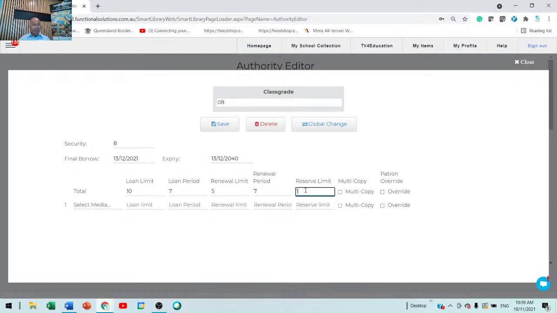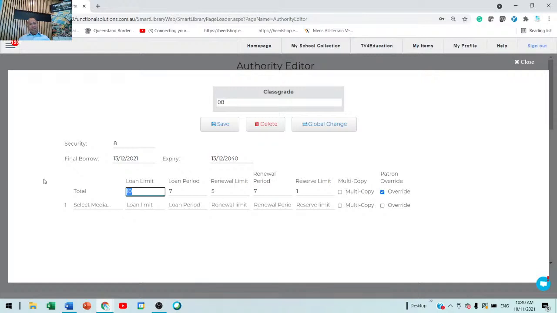How many items can they reserve? And can they take out multiple copies? 99% of people will not have a tick in there because that's only for teachers who take multiple copies. Otherwise, the child will leave the textbook at home and then just come and borrow another copy. Okay. Patron override, that's only for teachers, okay?